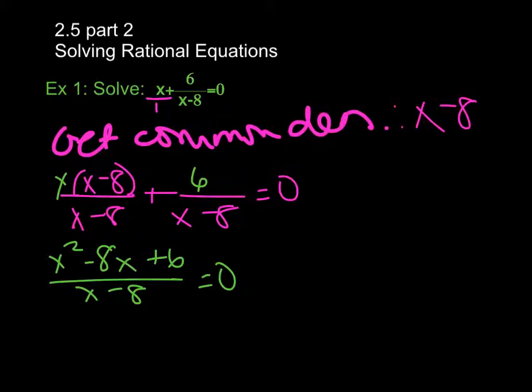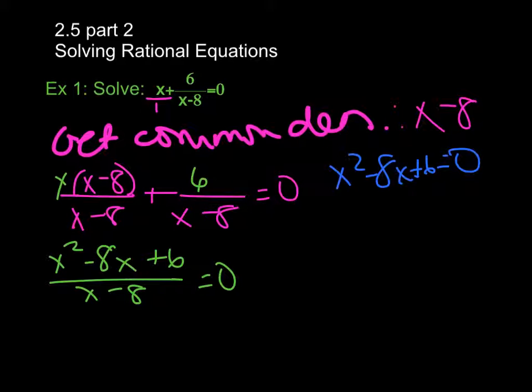Anytime that you have a fraction, in order to get a 0, that means the numerator has to be 0. This part really doesn't matter right now. The only thing this is going to matter for is extraneous solutions. So if you do this whole entire problem and you get 8 as an answer, then you know that it's an extraneous solution and it's not actually a solution. So right now we're only going to concentrate on x squared minus 8x plus 6 equaling 0.